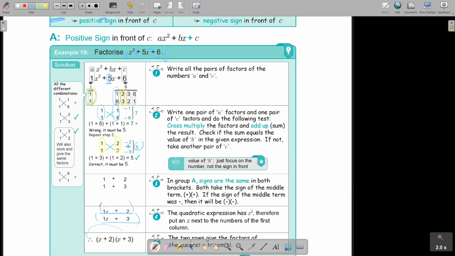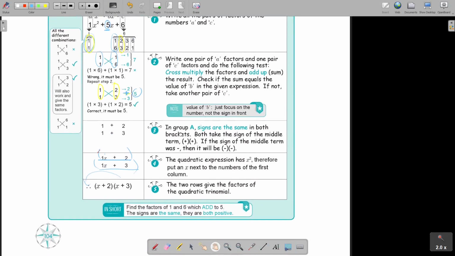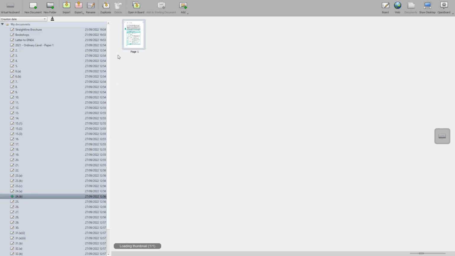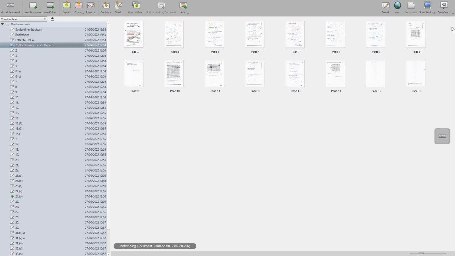But again, I repeat, go and practice it. Very, very important for further mathematics also. When we bring trigonometry in, the basic is that you must be able to factorize, especially a quadratic trinomial, page 104. Let's go back to the question paper and let's go and do it.